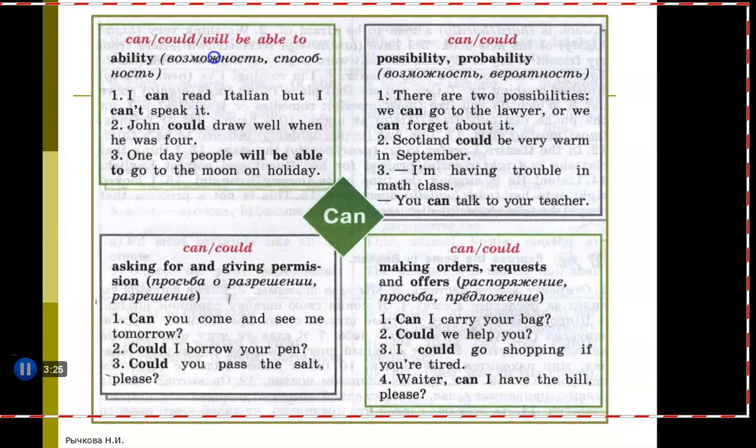Can and possibility, probability. Making offers and requests. Can I carry you back? Could I help you? I could go shopping if you're tired. Waiter, can I have the bill, please?